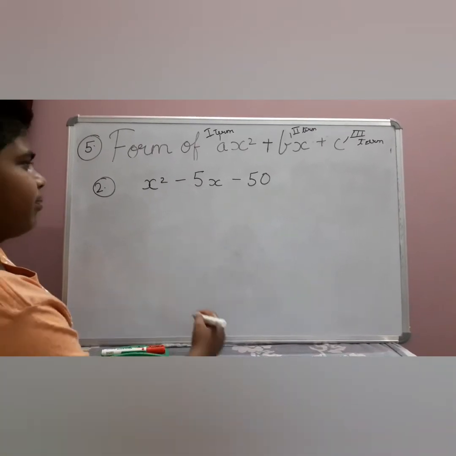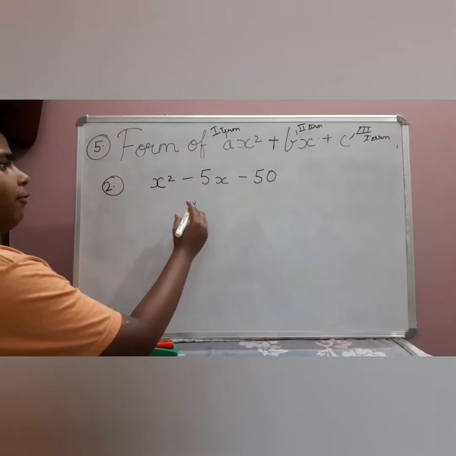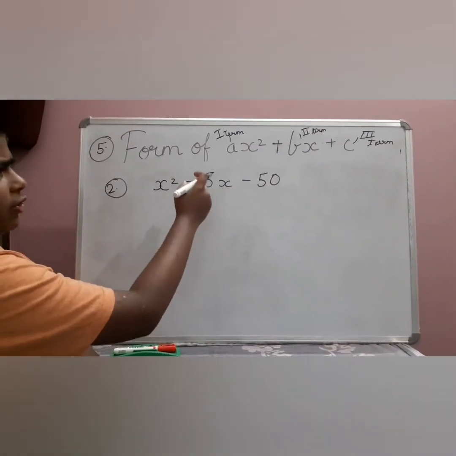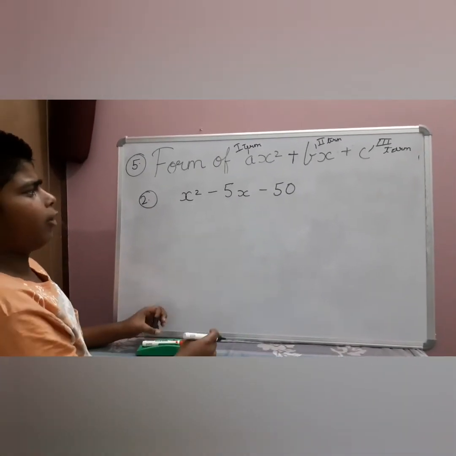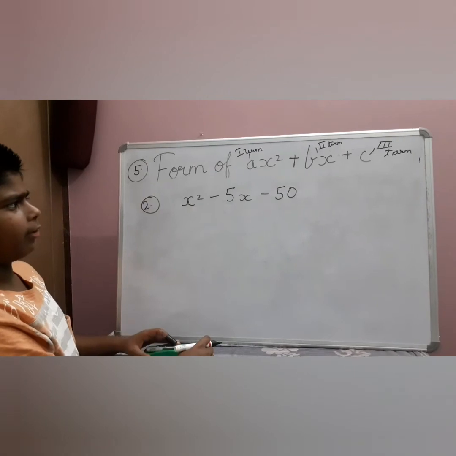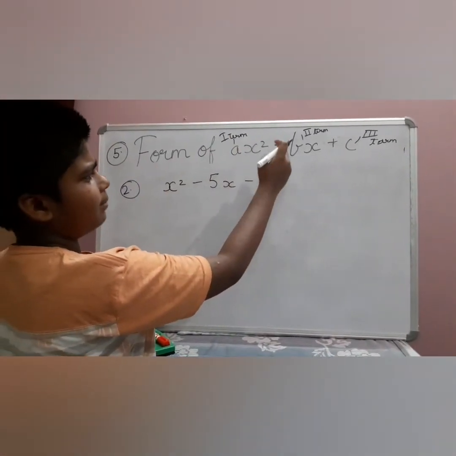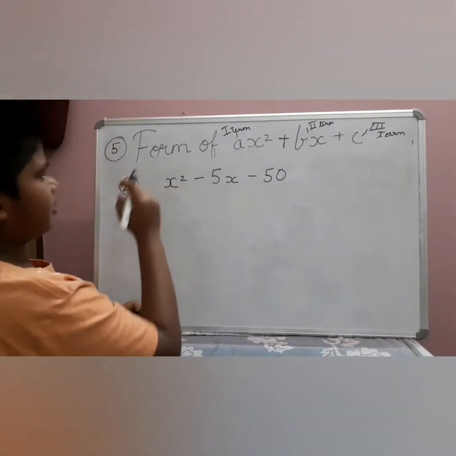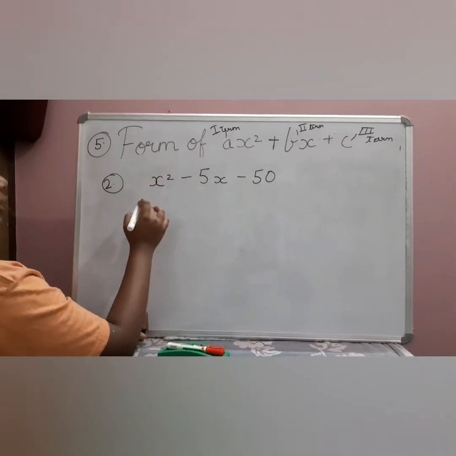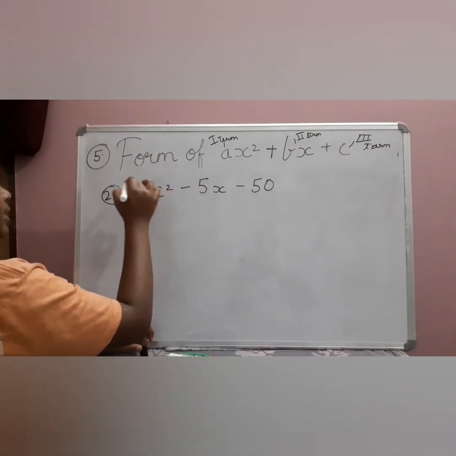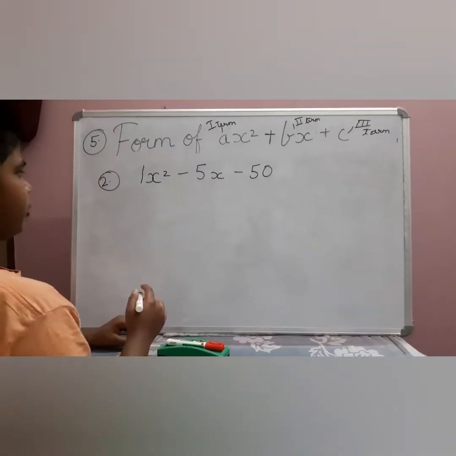Then we'll make pairs. We can't make pairs. Then our third step, I have told you, is perfect square. It is not in the perfect square form. Then the fourth step, the difference of squares form. It is not in the difference of squares form. But the fifth step is the form of ax square plus bx plus c. It is in this form. For ax square, if a variable has no coefficient, we say that 1 is the coefficient.